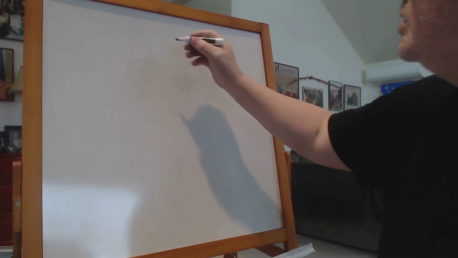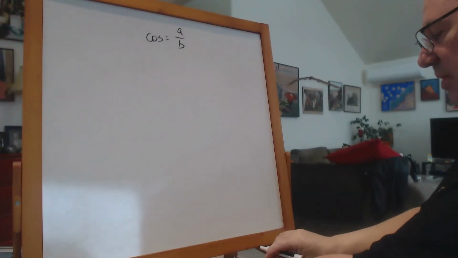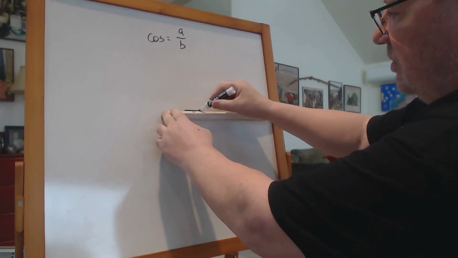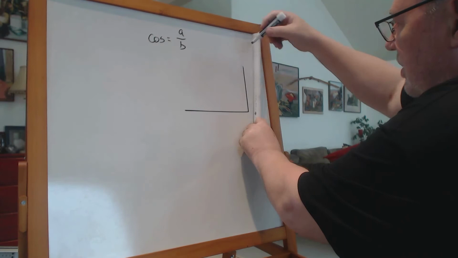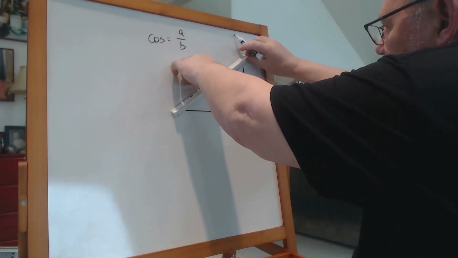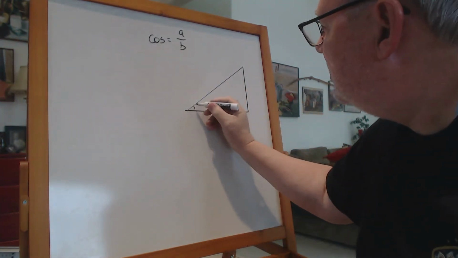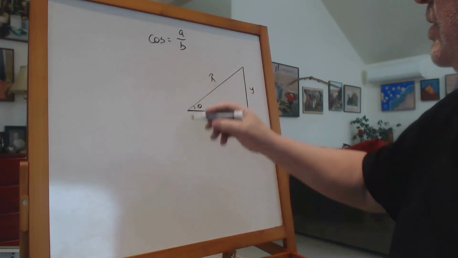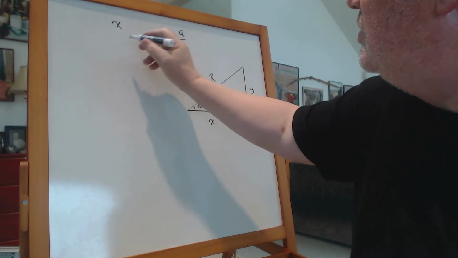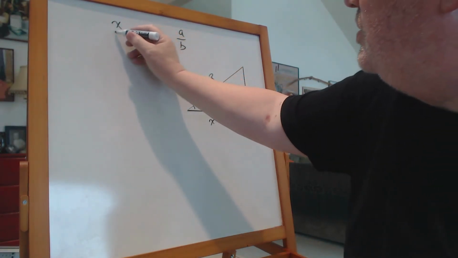Okay, so what if we're given cosine theta is equal to a over b? Well, we draw our right triangle and use our definitions to solve some problems. We know that x, y, and r, where cosine of theta is equal to a over b, but it's also x over r.